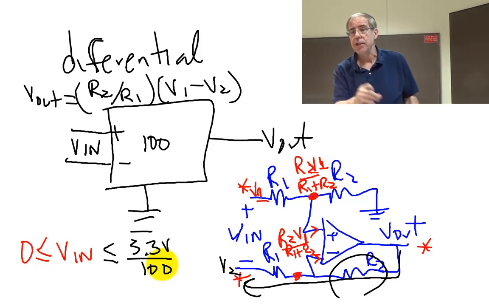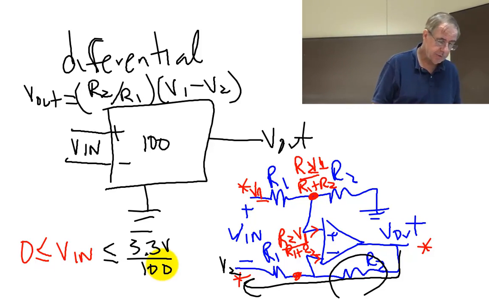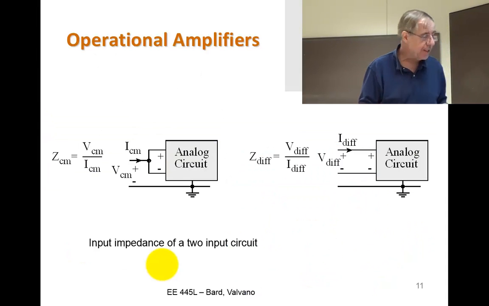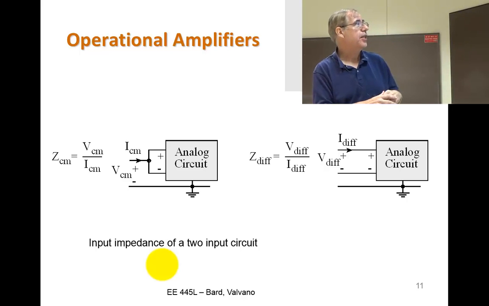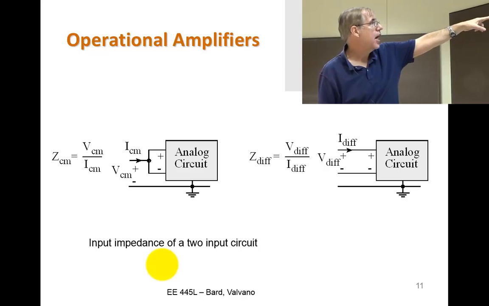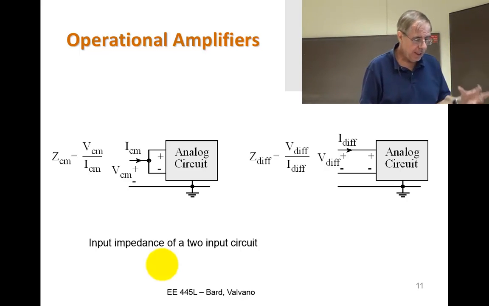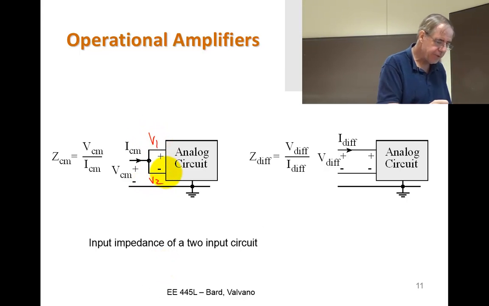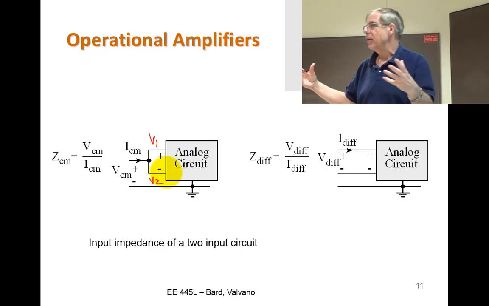So I'm going to take a small signal and differentially amplify it. And there's a couple of definitions associated with differential amplifiers, and that is the common mode impedance. If I take those two inputs right here, this was my V1 and that was my V2, and I short them together, the output should have gone to 0.